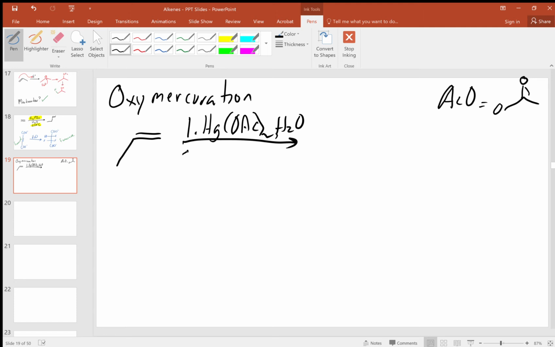And then in a second step, that's why we put this 2 here. This 2 indicates that we don't just add all of these at once. We do the first part, we add the mercury acetate in the water. And then in the second step, we add sodium borohydride, NaBH4. Now this will give us the same result as the acid-catalyzed hydration. It gives us an alcohol, and specifically, it gives us the alcohol on the more substituted carbon.